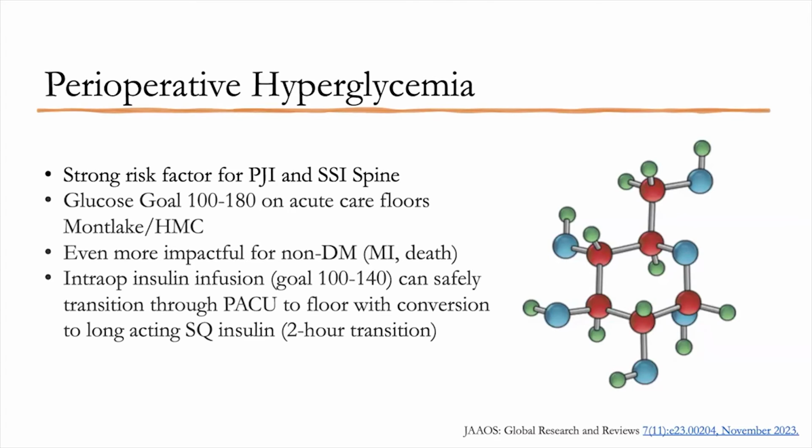In the OR, our goals are 100 to 140. So your patients may come out of the OR for elective or non-elective surgery with an insulin infusion, and that can safely transition through the PACU to the floor, upon which time the floor provider should reach out to pharmacy or your friendly medicine colleagues and convert that patient to some kind of long-acting insulin, even in a patient who's not on insulin as an outpatient, but something like glargine based on pharmacy recs.